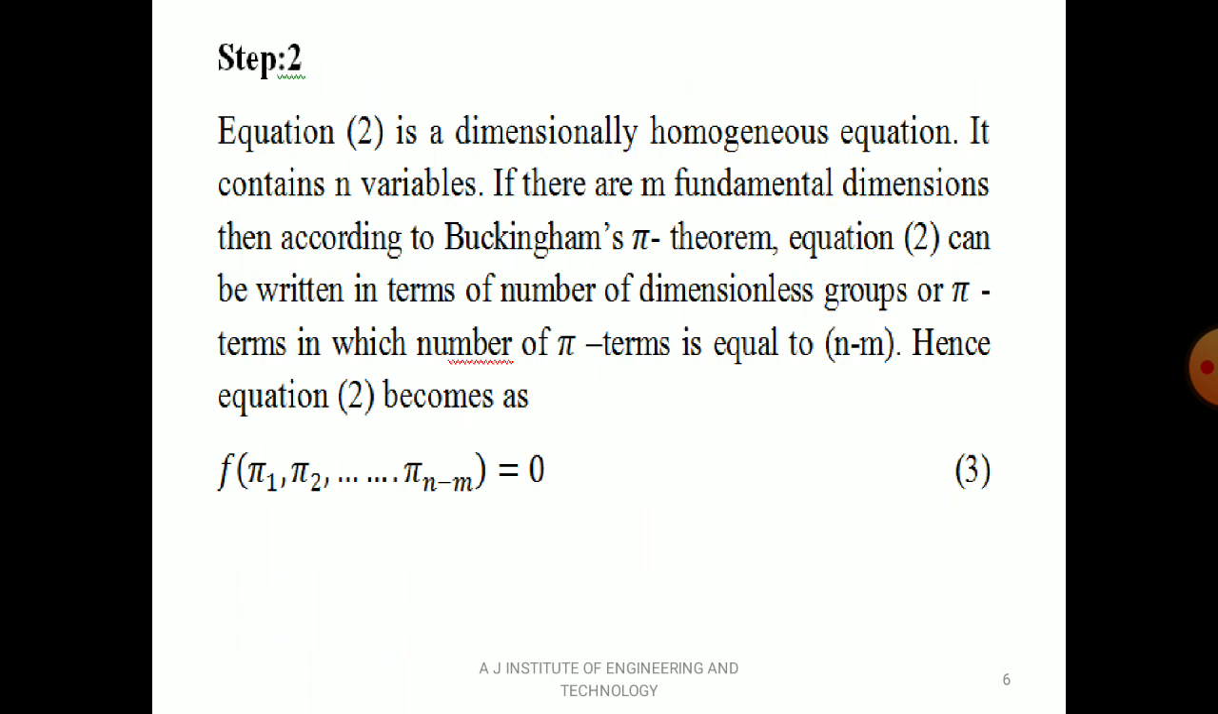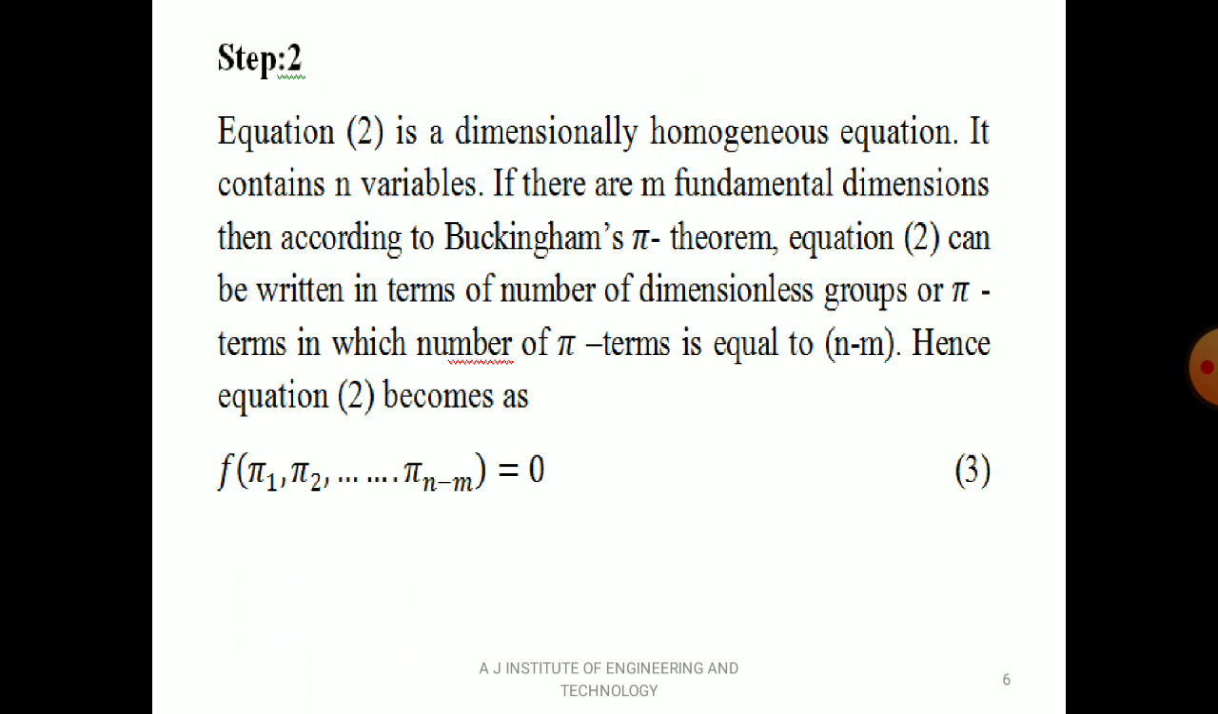Next, step 2. Equation 2 is a dimensionally homogeneous equation. It contains n variables. If there are m fundamental dimensions, then according to Buckingham Pi theorem, equation 2 can be written in terms of dimensionless groups or pi terms, in which the number of pi terms is equal to n minus m. Hence equation 2 becomes f of pi 1, pi 2 up to pi n minus m equal to 0.